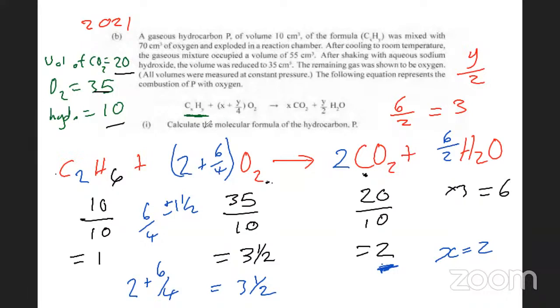All right, so let's move on now to the next question. The molecular formula of hydrocarbon P is C2H6. So this is what we just calculated, C2H6.